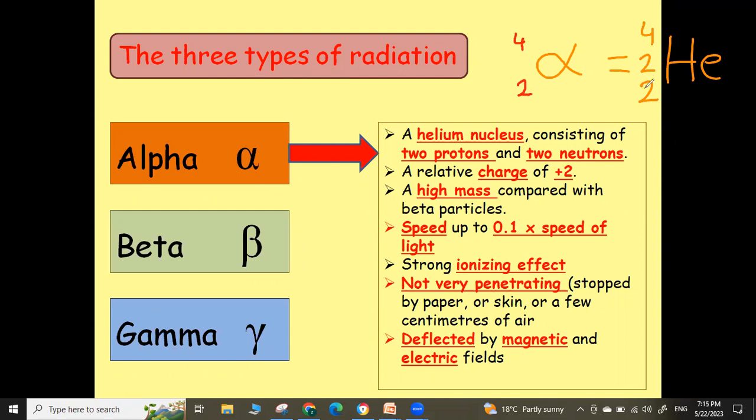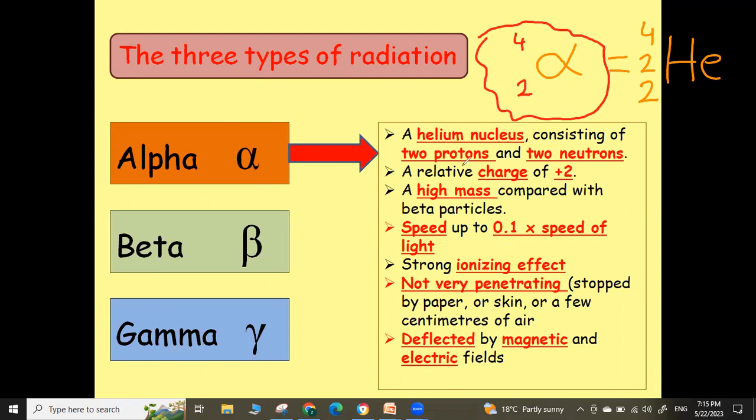Don't worry about the number of neutrons. We will not show the number of neutrons for alpha particles. So we define the alpha particle like this: the number of protons is 2, the number of neutrons is 2, and the mass number is 4.